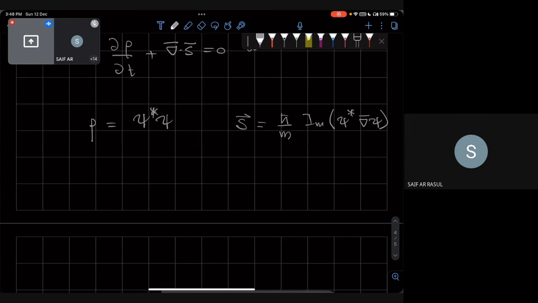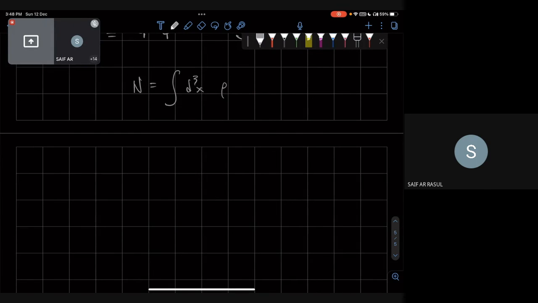And the consequence of this is that the normalization of the wave function, which is just given by this, is a constant function of time. So once you fix the normalization of the wave function, it doesn't change with time. Okay, so I think this basically covers what we covered last time, right? So that was a review.